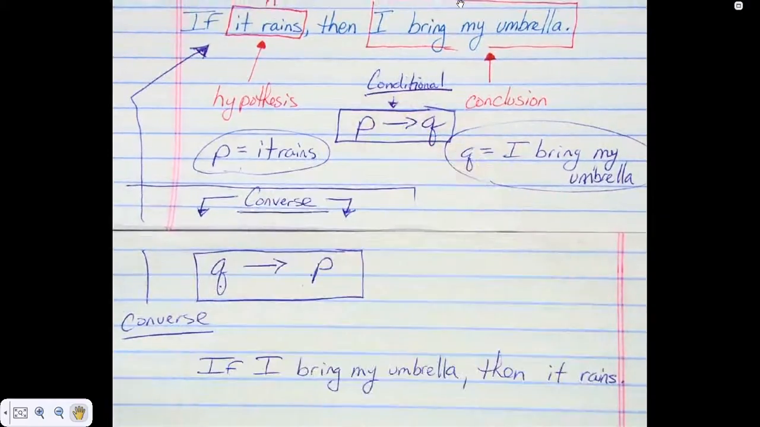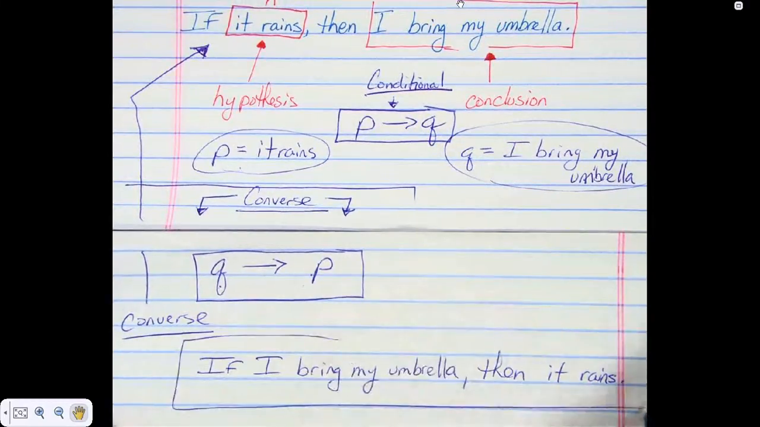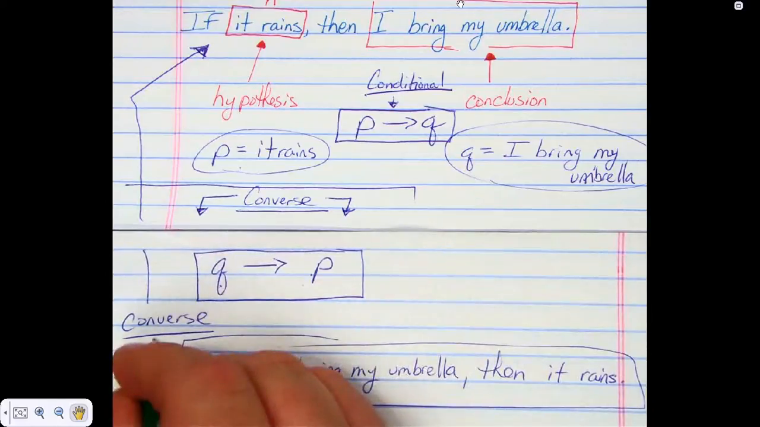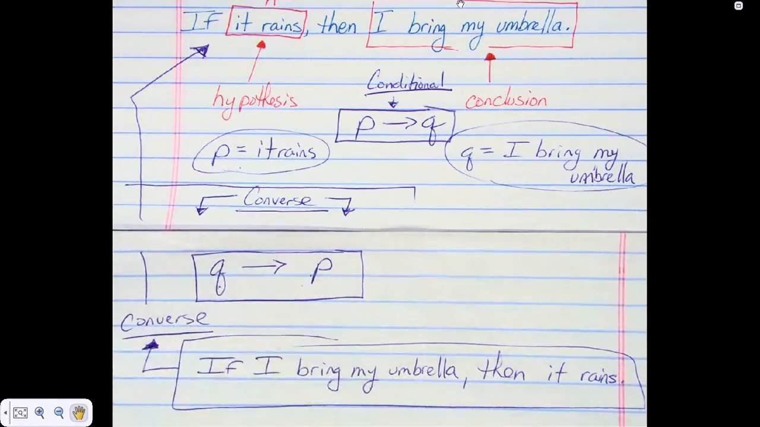And you'll find lots of times when your conditional is true, your converse will not necessarily be true all the time. But we're not worried as much about true as we are about knowing the difference between the two, okay? Being able to flip them. That's not so bad, is it?